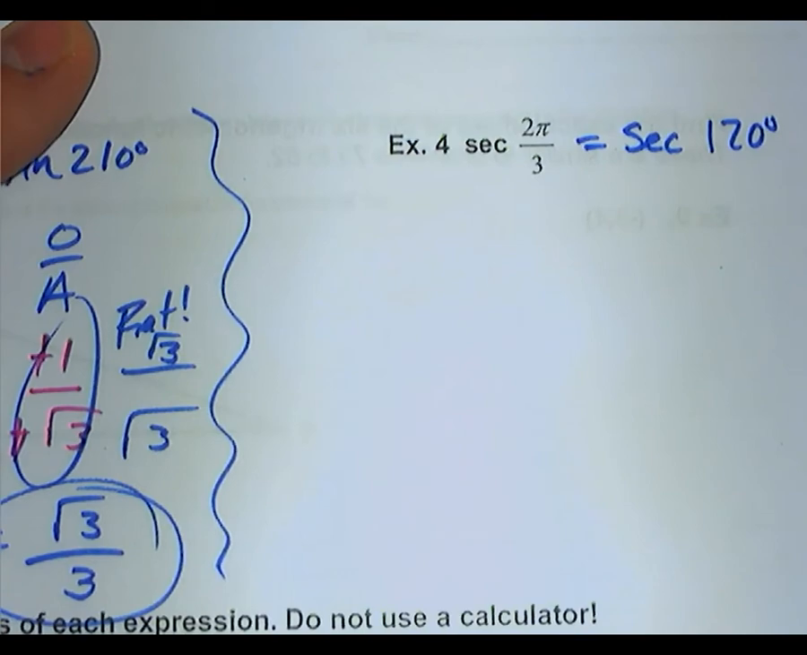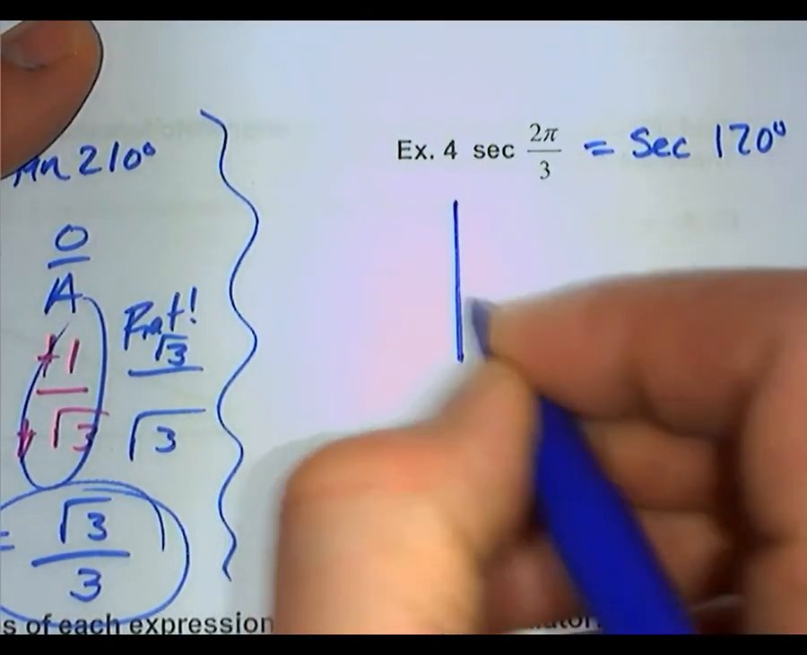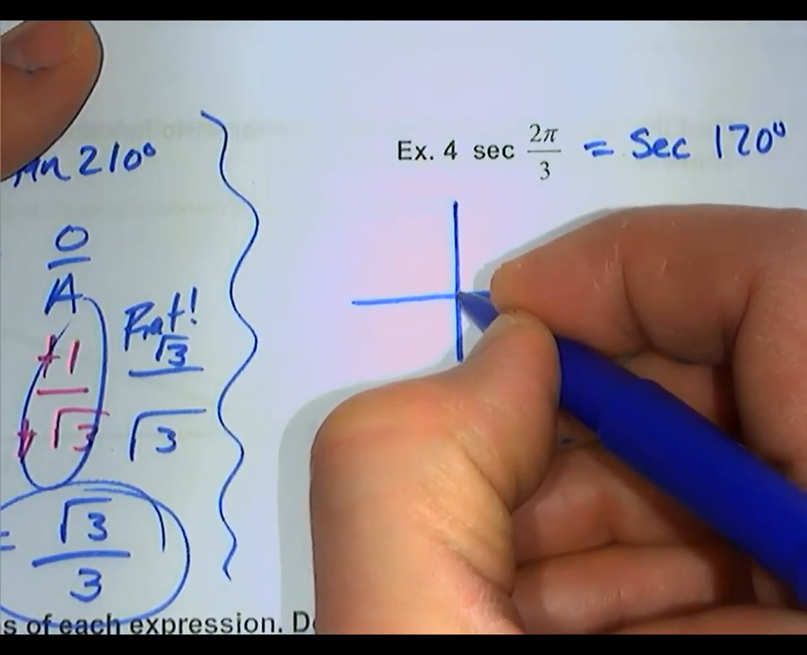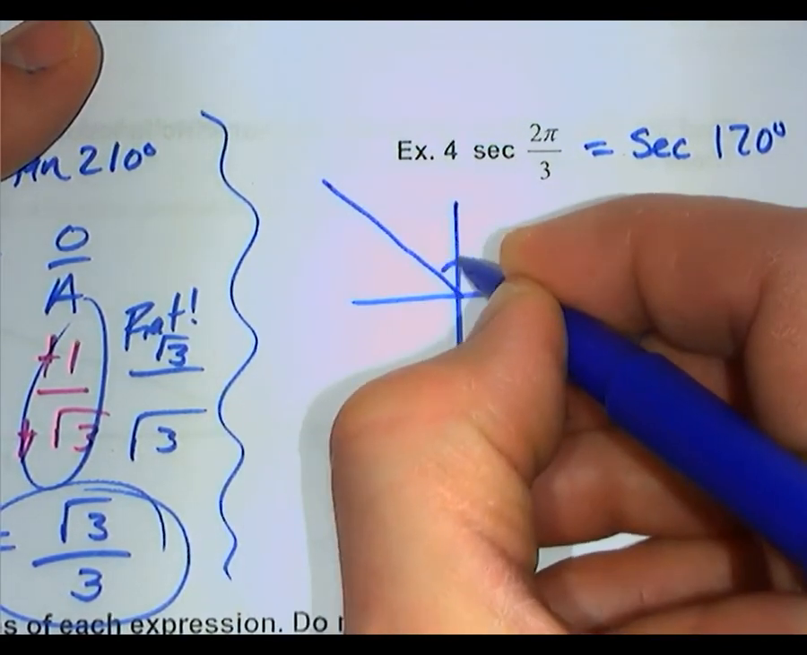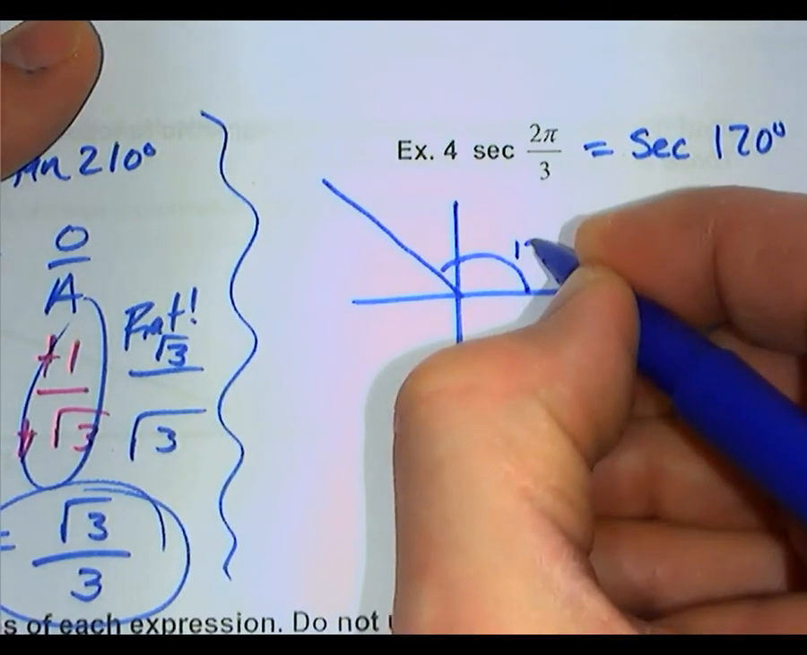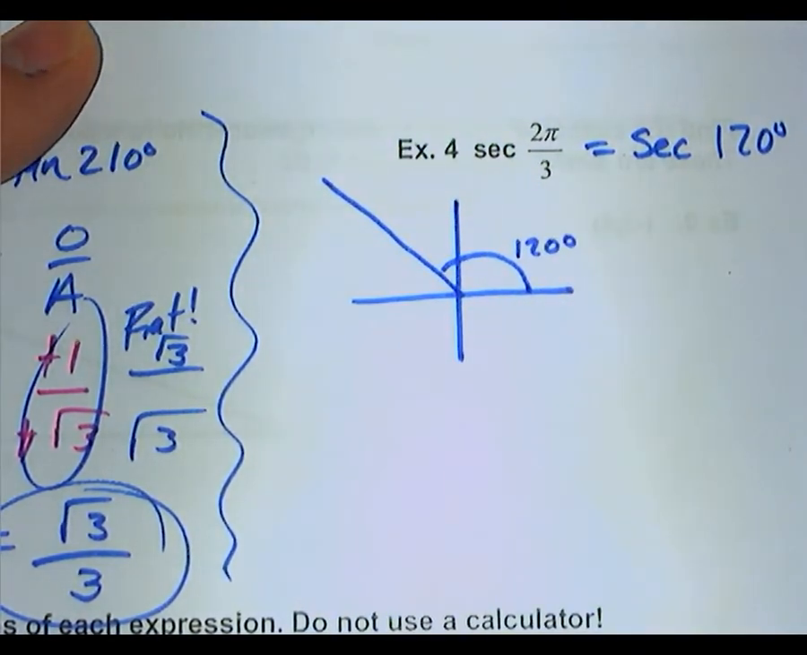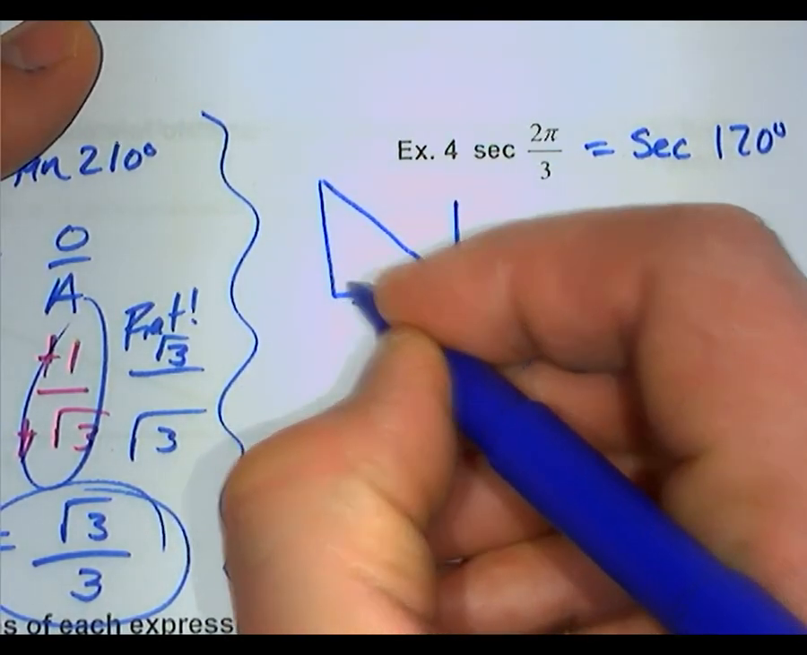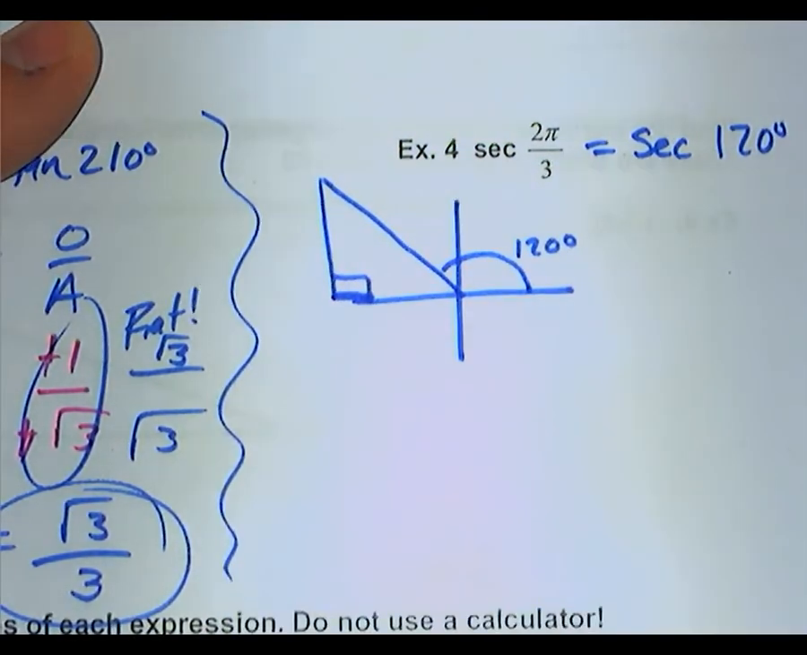Where are we going? What quadrant is 2 pi over 3? What's 120 degrees? I know where that's at. 120 is in quadrant number 2. So initial side to terminal side is 120 degrees. Okay? Drop it like it's hot to the x-axis, y'all. Always.